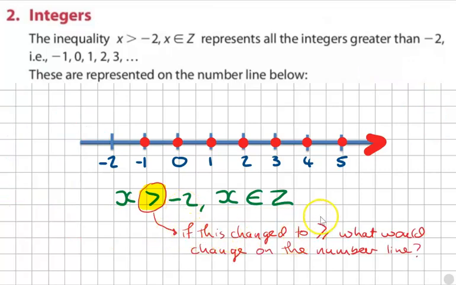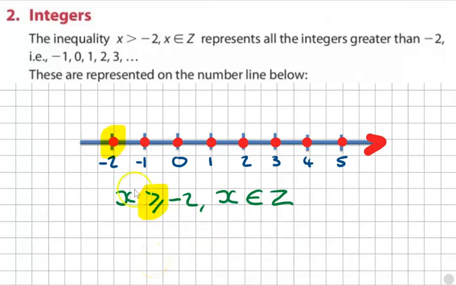So if this changed to greater than or equal to, what would change on the number line? We would draw in a nose at -2. So if this changes to greater than or equal to, we draw in a nose at -2.